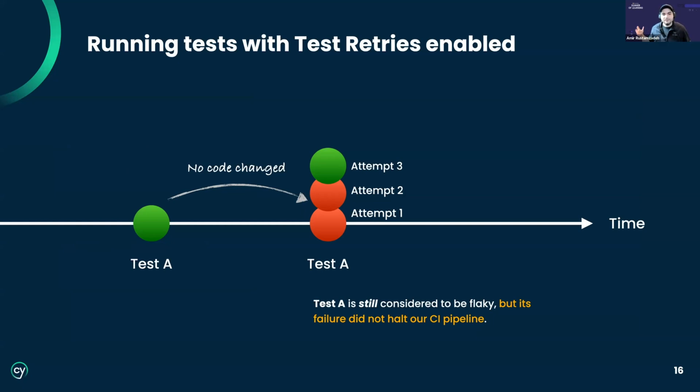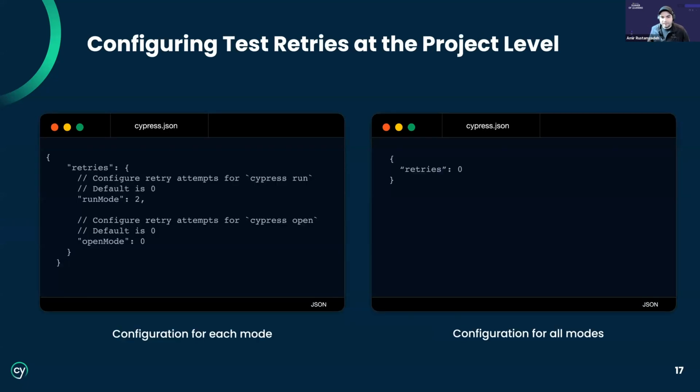Now this test is still flaky. It's considered flaky. The problem of flake is still there, but the CI pipeline did not come to a halt, which is important in the real world, right? So as I said, this is all configurable. You can configure test retries globally in your Cypress config file for your entire project. And you can do it on a per mode level. So maybe I don't want test retries enabled in the visual runner that I run locally, because I'm just iterating on tests and I don't really care for test retries at that point, but I really do want it when I run it in CI. So that's the example here on the left.